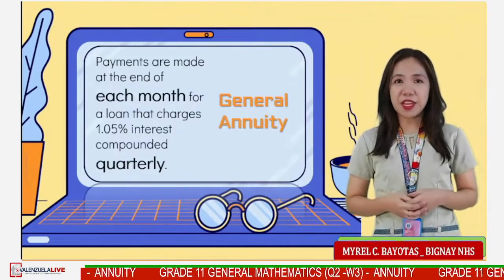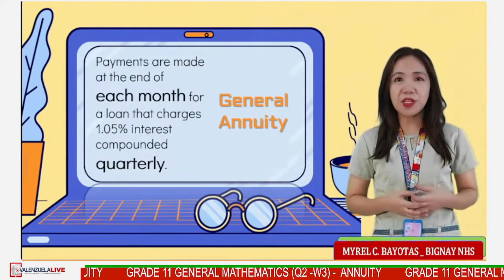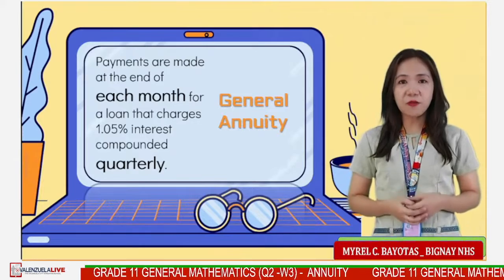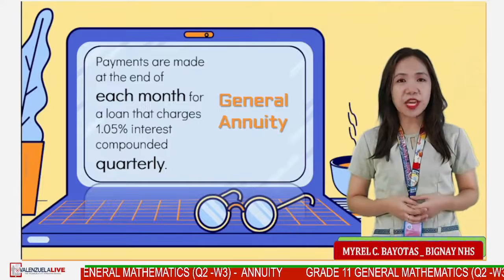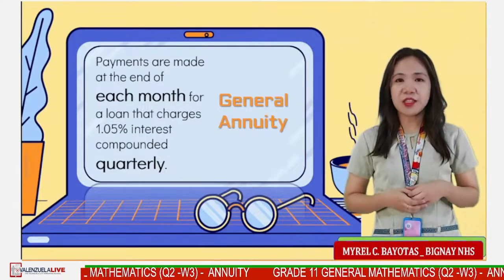The correct answer is general annuity, since the payment interval is monthly or 12 times a year, while the interest period is quarterly or 4 times a year. In other words, they are not the same.